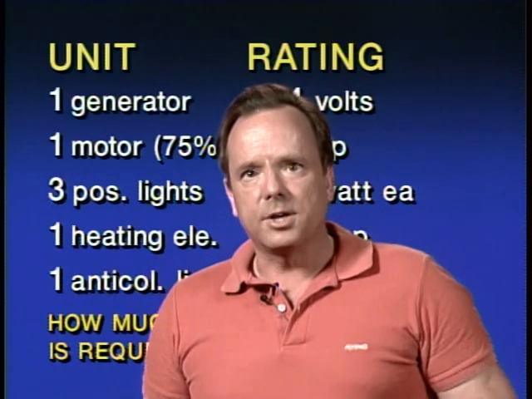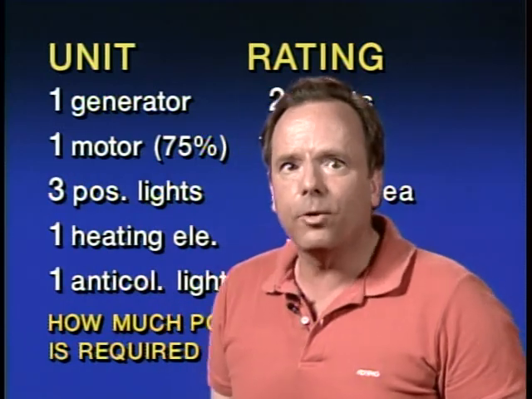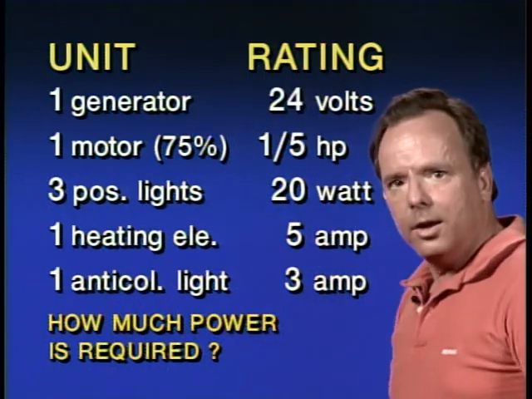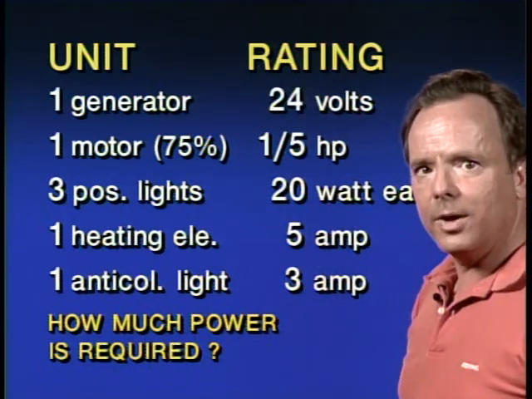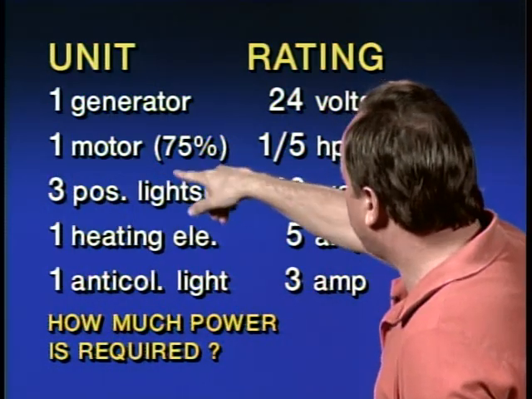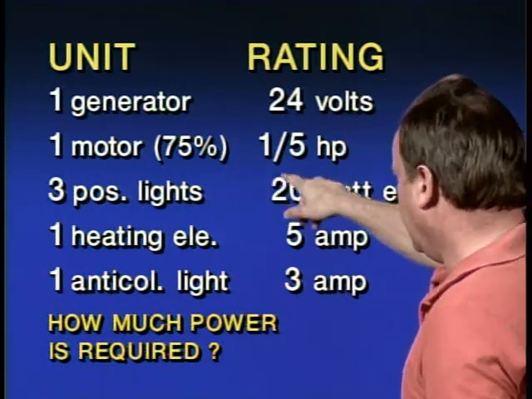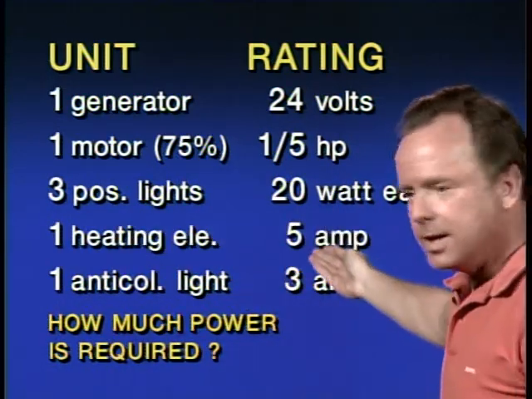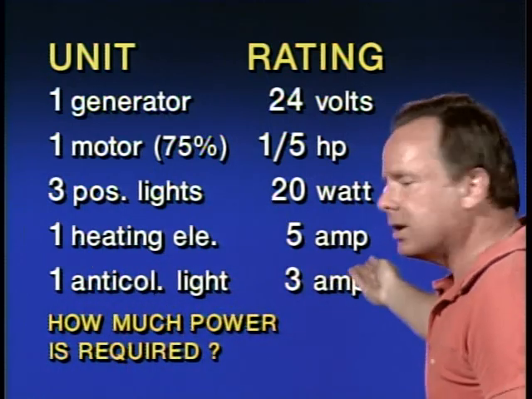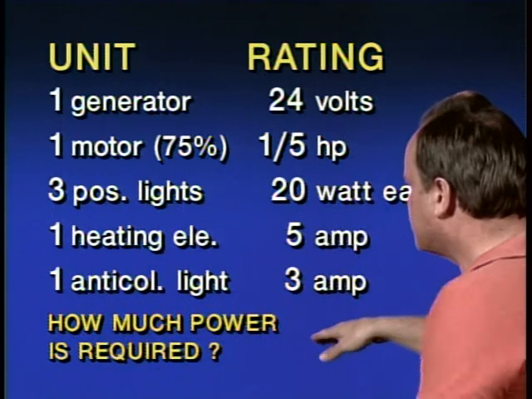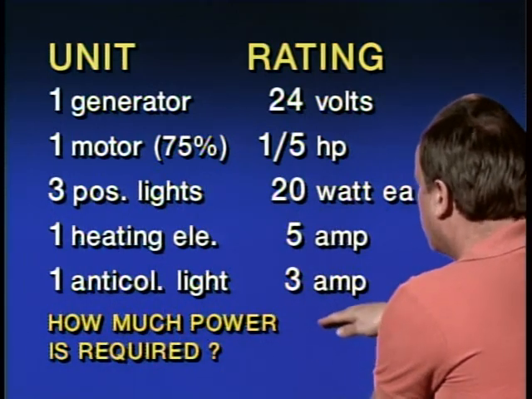Well, let's do it a little bit more complicated. Question is, how much power must a 24-volt generator furnish to a system with the following loads? And these are the following loads right here. We have a 24-volt generator. You have one motor that's 75% efficient, and it's 1/5 horsepower. You have 3 position lights in the airplane. They're 20 watts each. You have one heating element that is 5 amps, and you have one anti-collision light that is 3 amps. How much power is required?